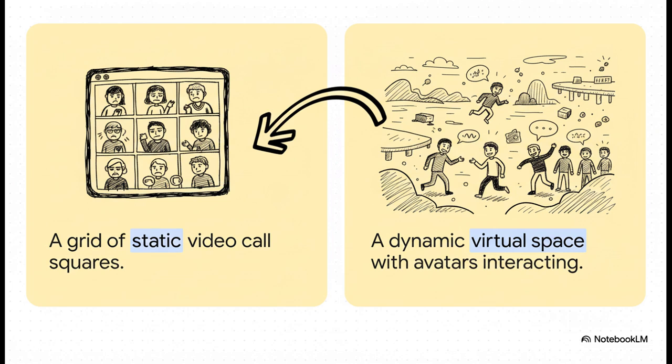But what we're moving toward is this on the right, a dynamic, three-dimensional space where we can interact in ways that feel way more natural. And look, this journey isn't just about flashy graphics. It's about rebuilding that fundamental sense of human connection that gets lost on a screen.